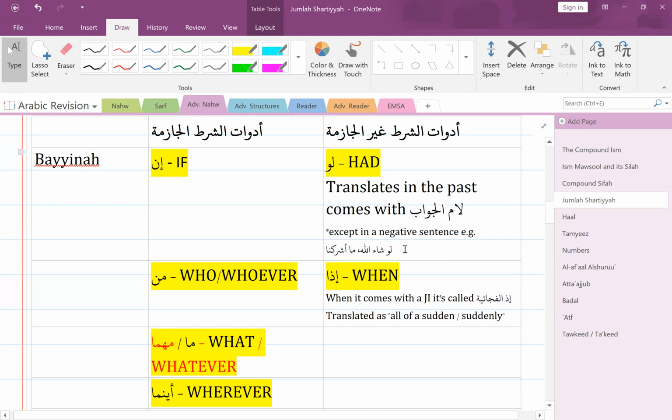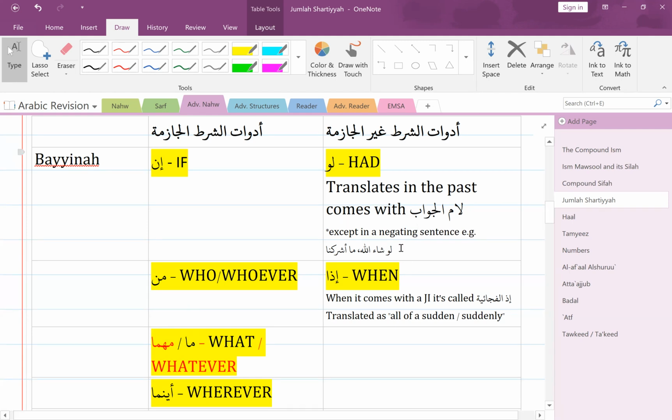Now this lam al-jawab will come in every law sentence except if the law sentence is negative. Like if you have a negating sentence, not a negative sentence, but a negating sentence, if you will. Okay, so a negating sentence.